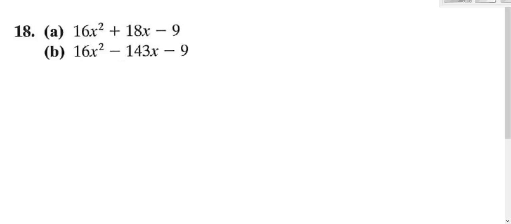Always check for a GCF first. No, doesn't have one. So then you can multiply. 16 times 9 is 144. So it's got to multiply to be negative 144, add to be 18.